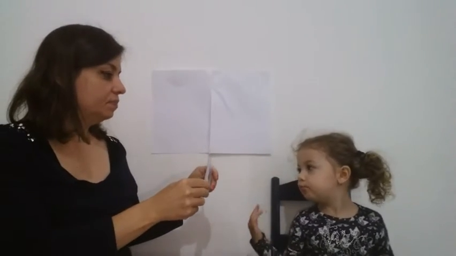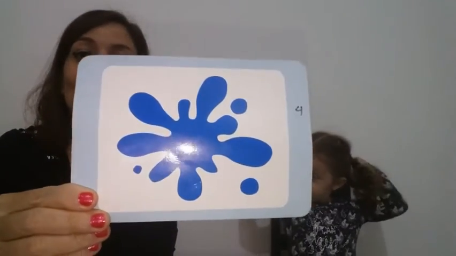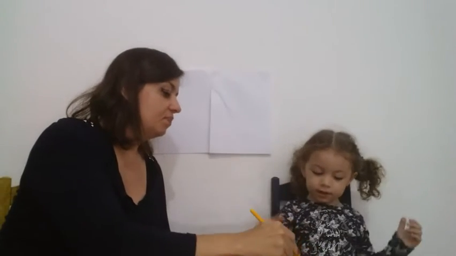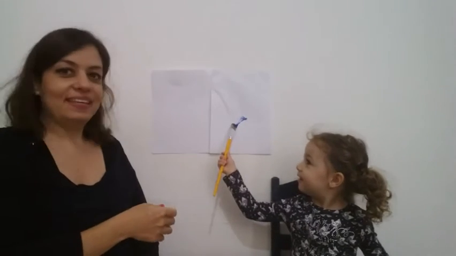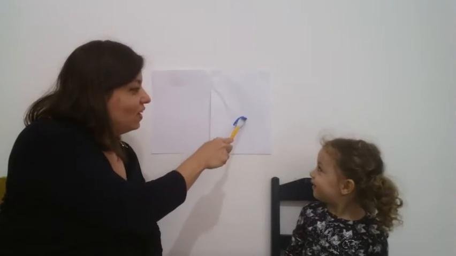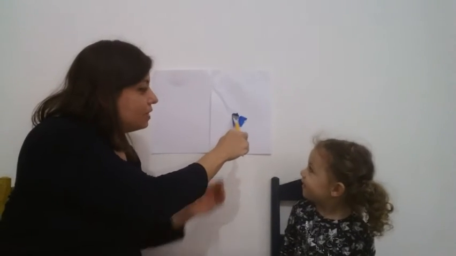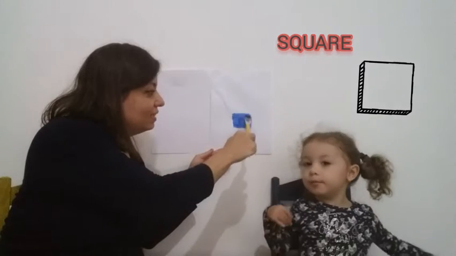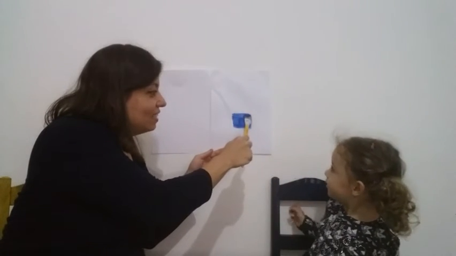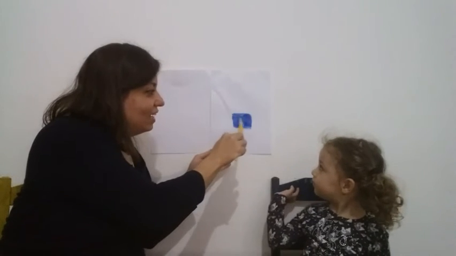Angelina, what color is this? Blue. Yes, blue. Let's paint here, Angelina. Paint here blue. Yes, blue. Let's paint a square. This is a square, Angelina. Yes. Look how cute. Blue. Yes. Okay, now the next color.